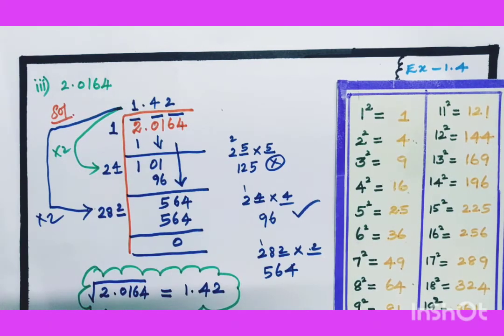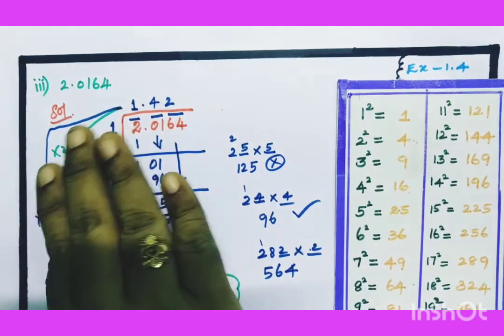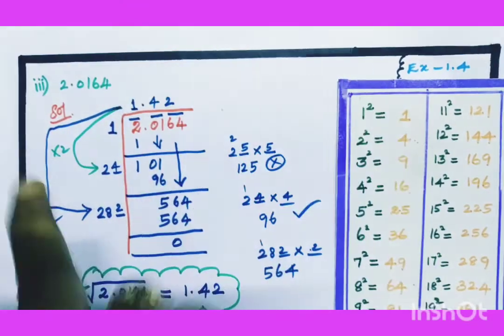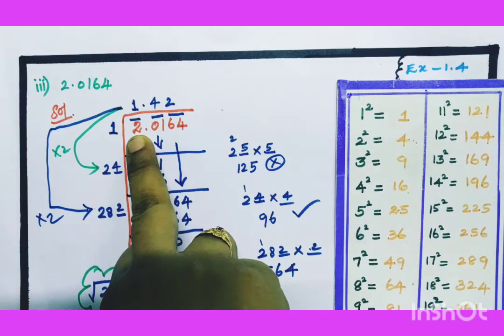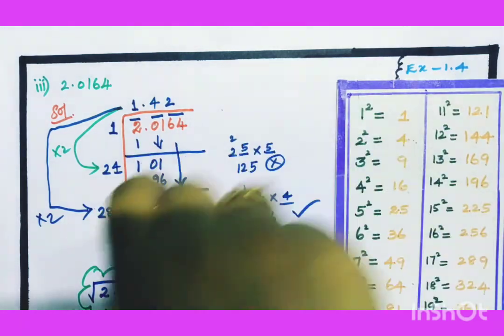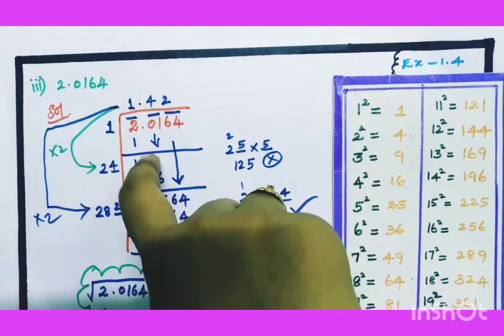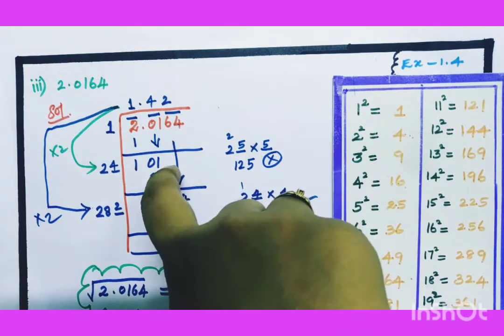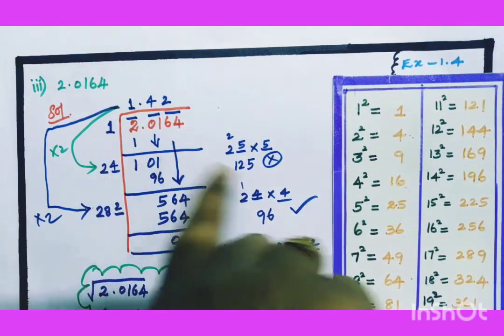Okay, listen my children. This is the first step: we have to make it into pairs. Integral part separate, decimal part separate. Make it as bars. Next, 2 is not a perfect square number, so you have to take the before number. So 1 into 1 is 1, remaining 1. Then the point will go up also. Next write down the pair 0 1. So next step, 1 into 2 is 2, 2 dash into dash.